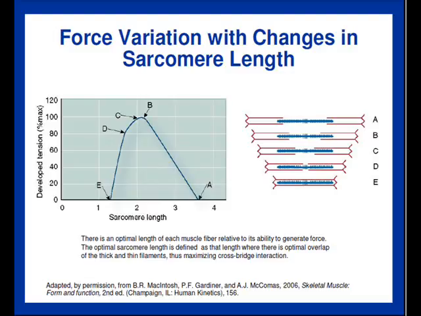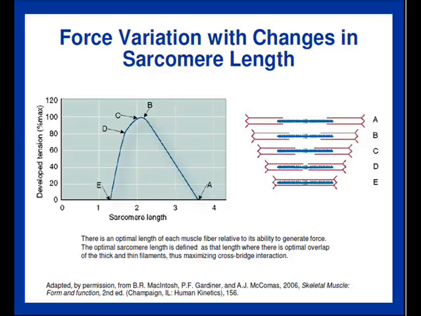Force variation with changes in sarcomere length. There is an optimal sarcomere length, where we have optimal overlap between the actin and myosin and cross bridge. Okay? So here you have developed tension against sarcomere length, and you can see C and D is where you have optimum overlap between the myosin and actin.